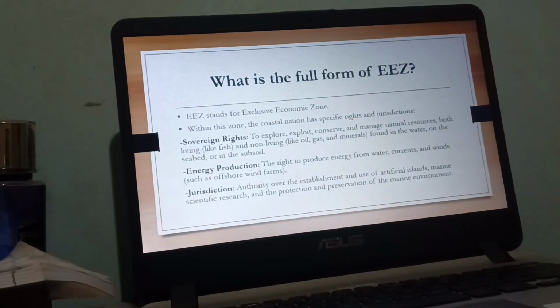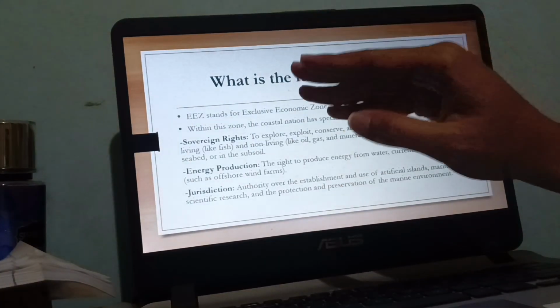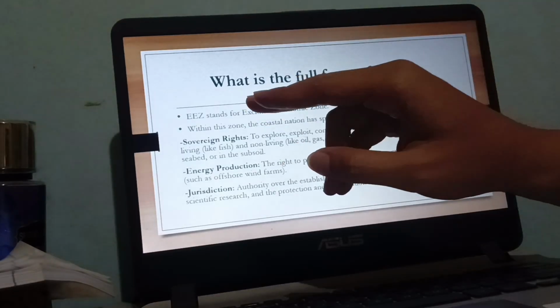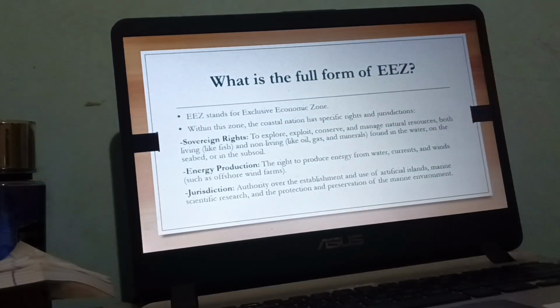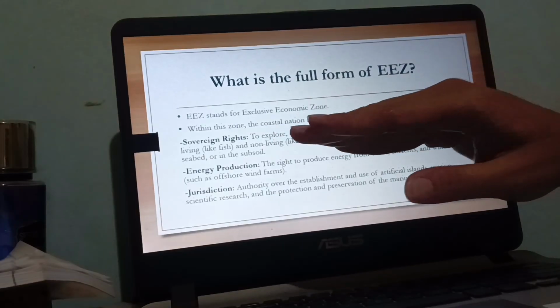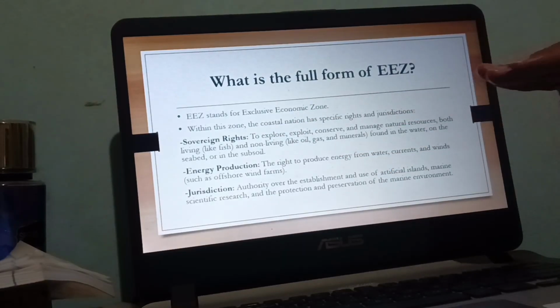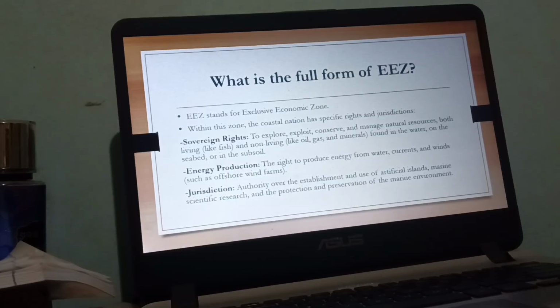So what is the full form of EEZ? EEZ stands for Exclusive Economic Zone. Within this zone, the coastal nation has specific rights and jurisdiction. Sovereign rights to explore, exploit, conserve, and manage the natural resources, both living like fish and non-living like oil, gas, and minerals, found in the water, on the seabed, or in the subsoil. Energy production: the right to produce energy from water currents and winds, such as offshore wind farms. Jurisdiction: authority over the establishment and use of artificial islands, marine scientific research, and the protection and preservation of the marine environment.